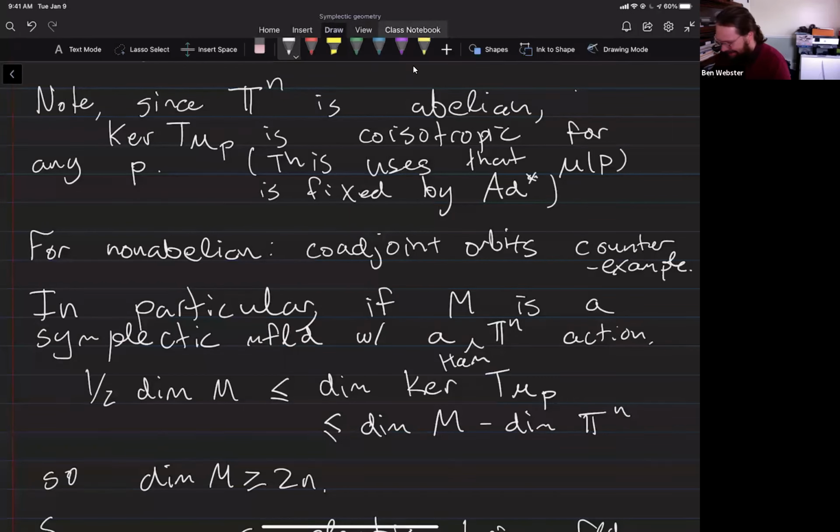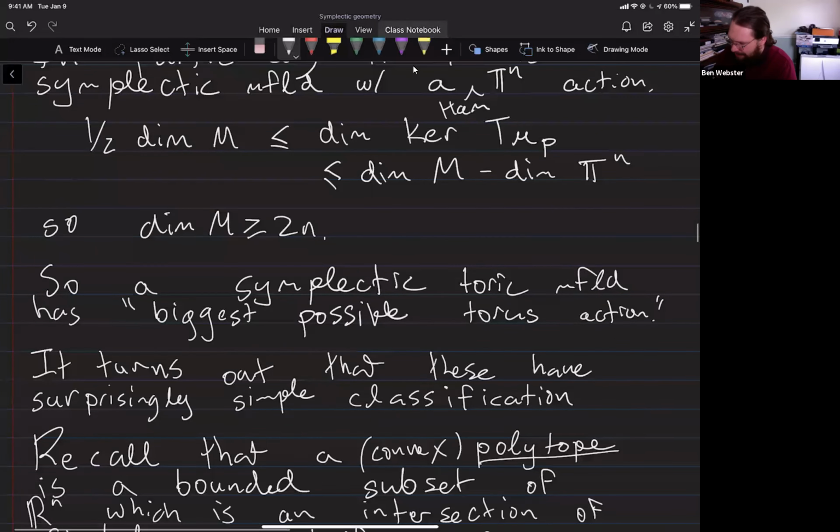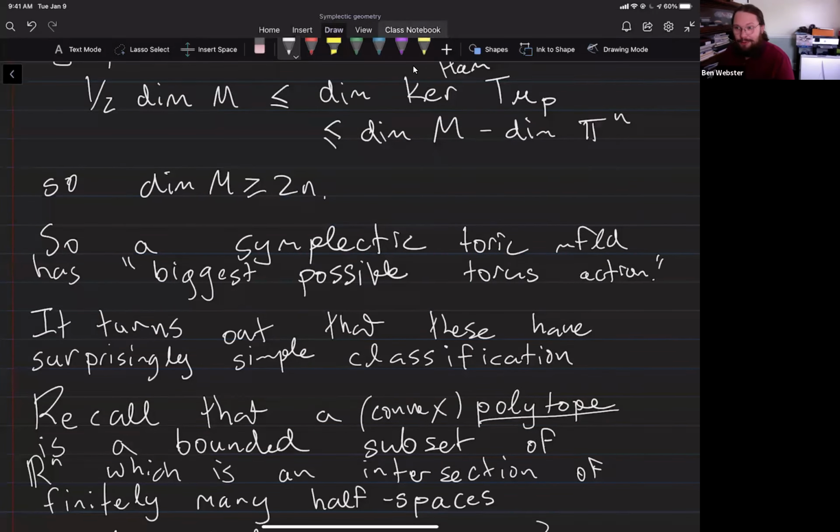Well, anyways, I have apparently screwed this up, but you do conclude that M has to have dimension greater than 2n. What did I do wrong here? Well, there's some sort of dumb mistake here, but I'm not seeing what it is at the moment. Anyways, trust me that if you do the algebra correctly, you will conclude that the dimension of M has to be greater than or equal to 2n.